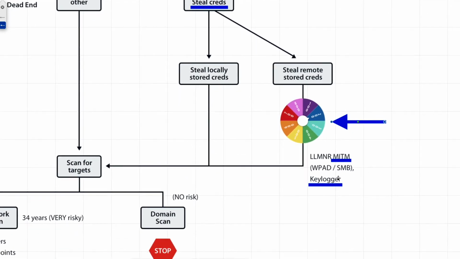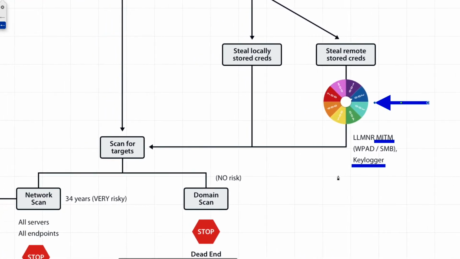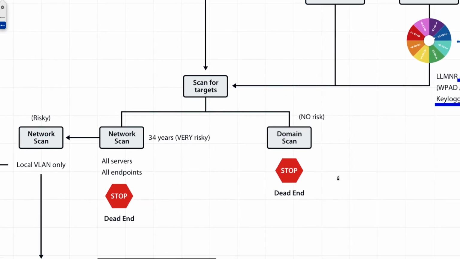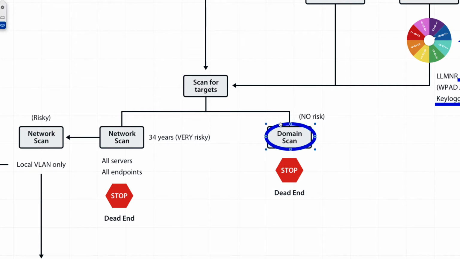Now, we need to figure out which targets we want to move forward to, and that is the reconnaissance part. So we need to scan the environment. Let's go over our options here. Domain scan is a great method for us to get full visibility at no risk, fast, but unfortunately this is only available when the machine has access to the corporate domain.